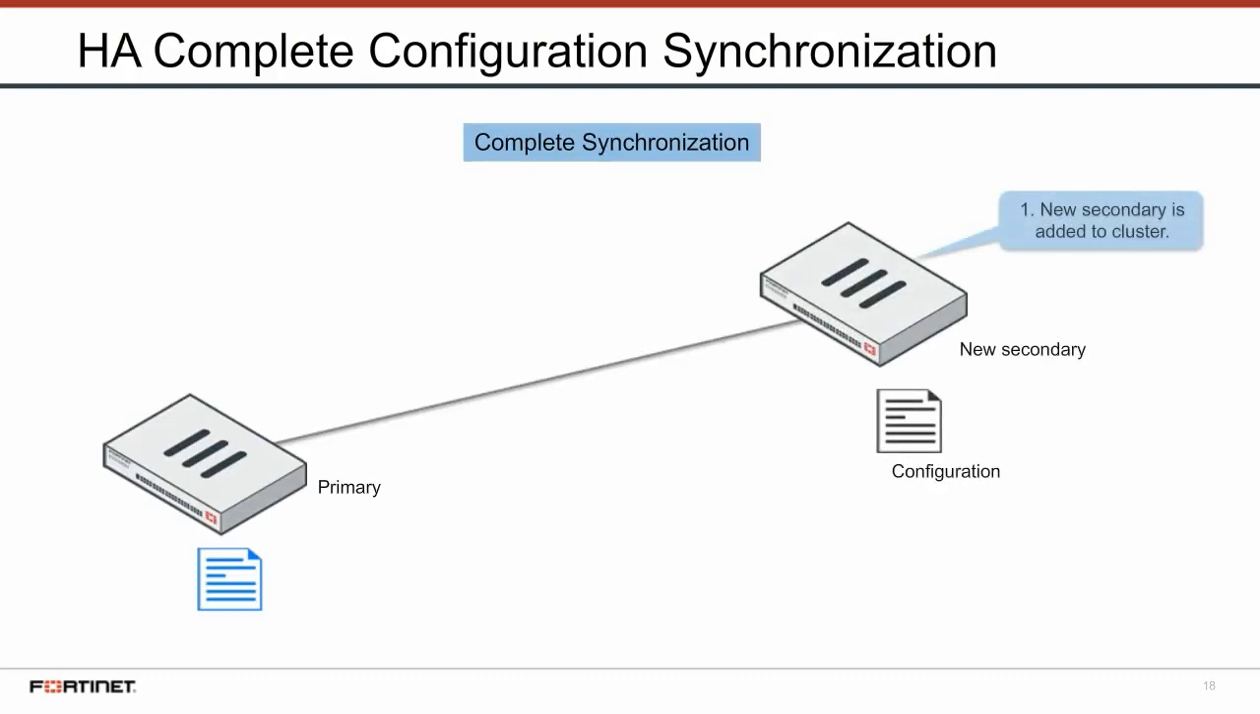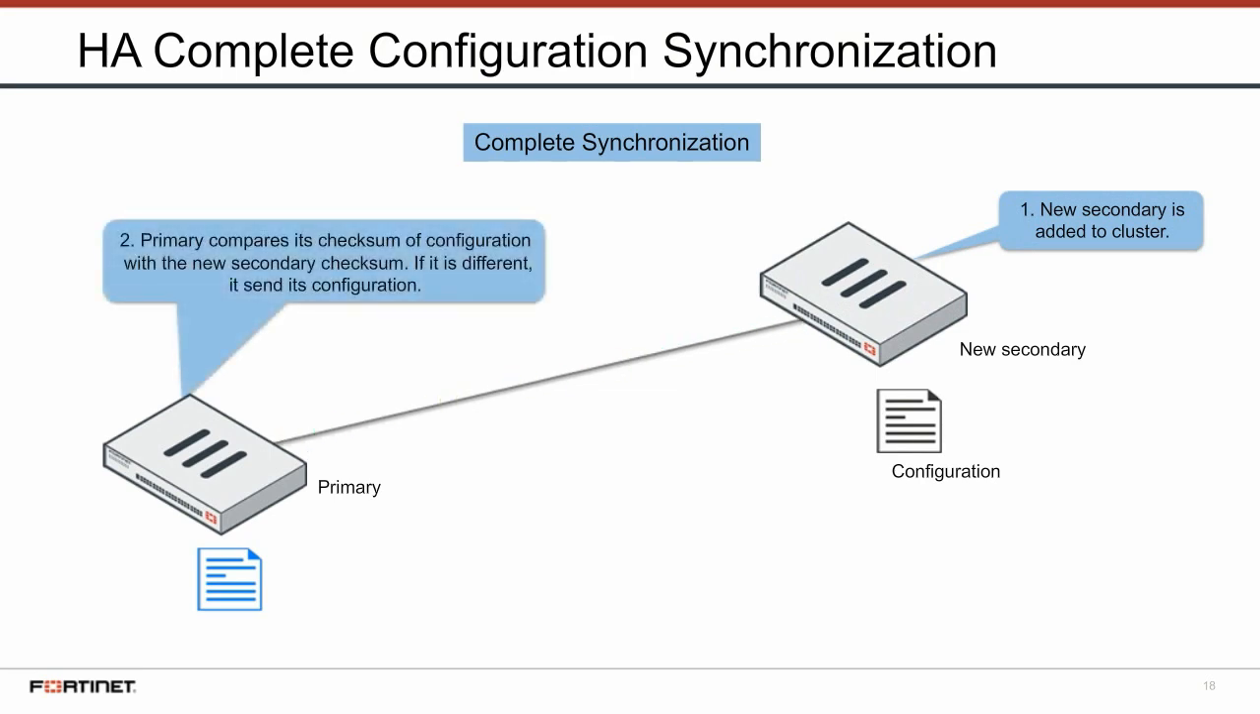To prepare for a failover, an HA cluster keeps its configurations in sync. Let's take a look at that now. FortiGate HA uses a combination of both incremental and complete synchronizations. When a new FortiGate is added to the cluster, the primary FortiGate compares its configuration checksum with the new secondary FortiGate configuration checksum. If the checksums don't match, the primary FortiGate uploads its complete configuration to the secondary FortiGate.